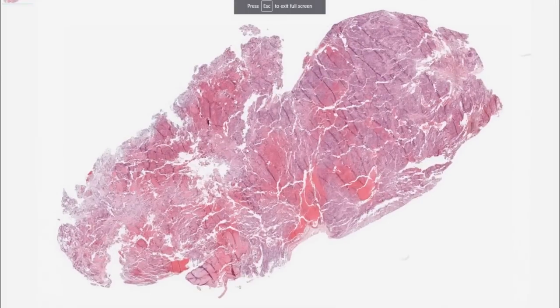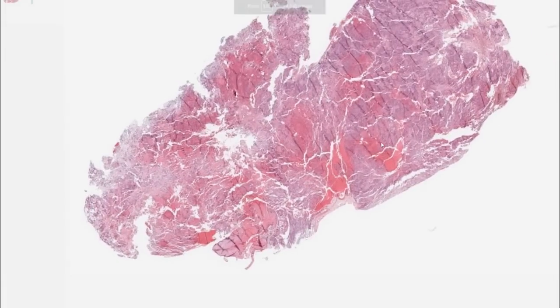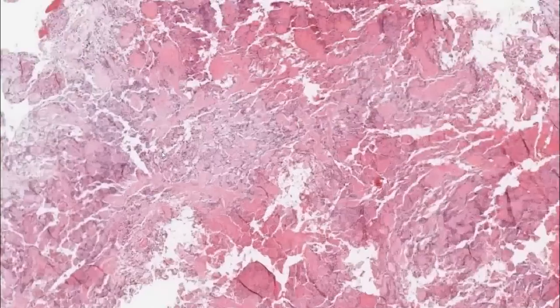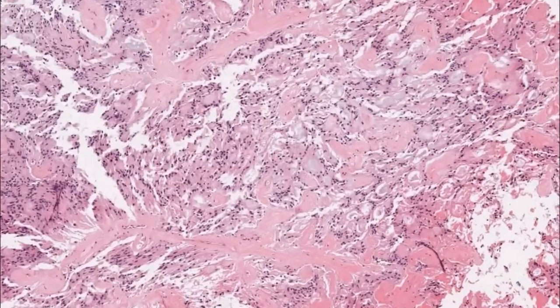And this is case number 3 again. This is the slide. Very bloody. So some of these tumors actually can look very bloody and almost red in their gross appearance. We can go on high power.